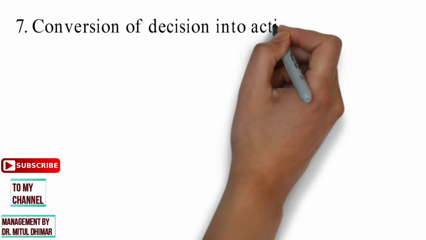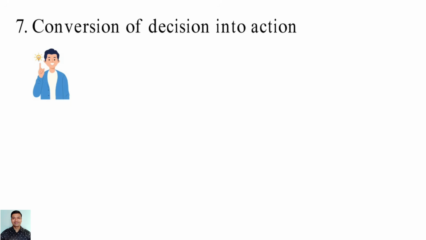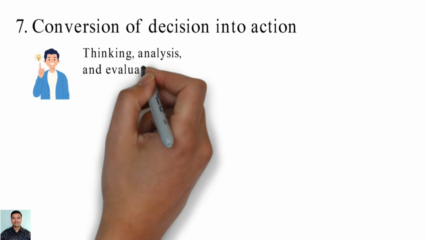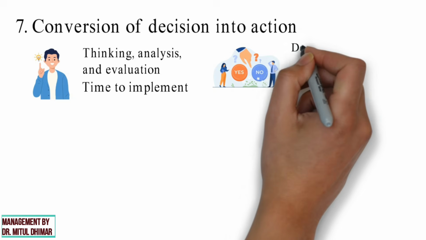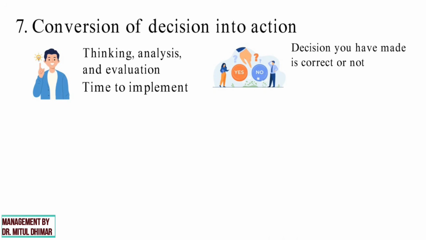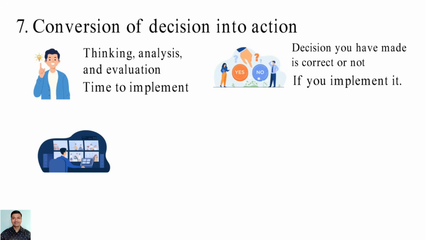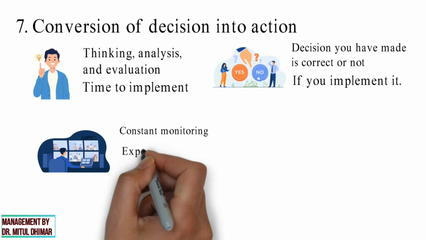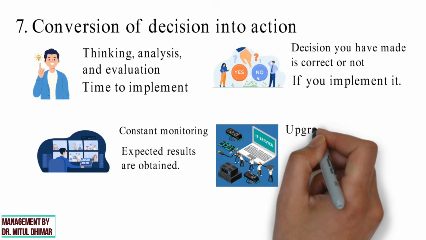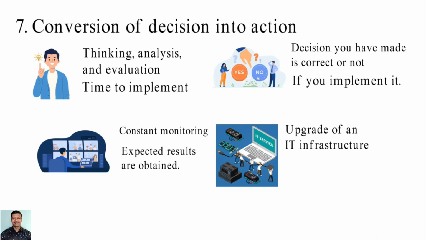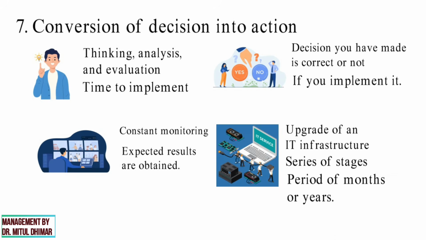Step number 7. Conversion of decision into action. Finally, it is time to act. Based on all your thinking, analysis, and evaluation, now is the time to implement the decision. Remember, whether the decision you have made is correct or not will only be determined if you implement it. The implementation of the decision requires constant monitoring so that the expected result of the optimal course of action are obtained. For example, the upgrade of an IT infrastructure must be planned in a series of stages that in total span a period of months or years.